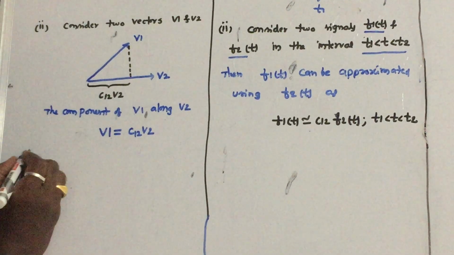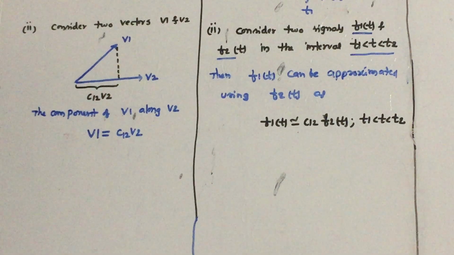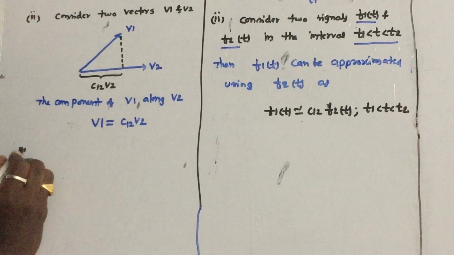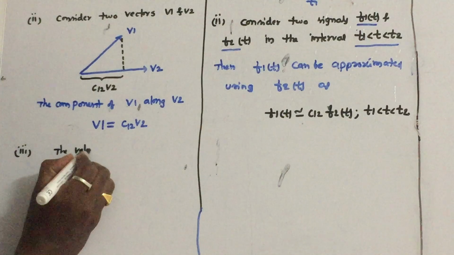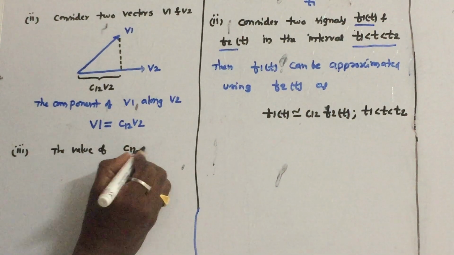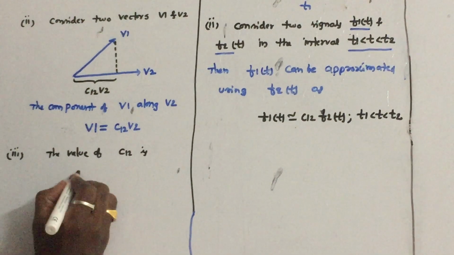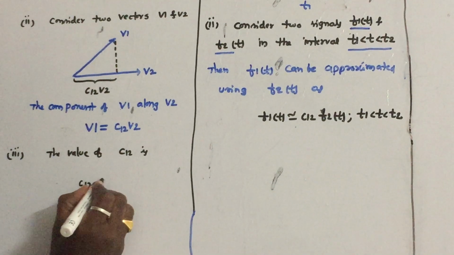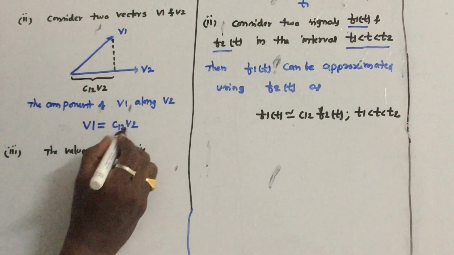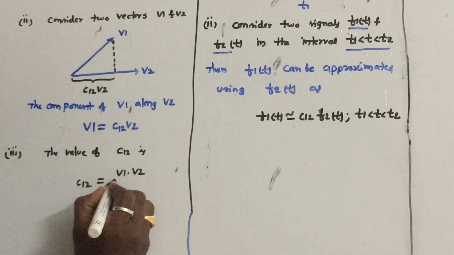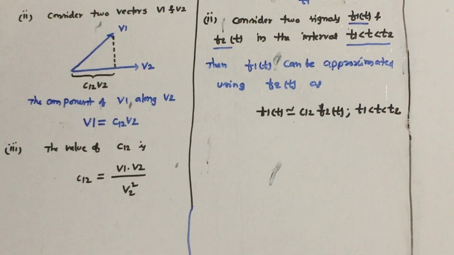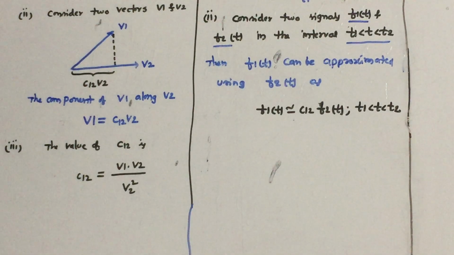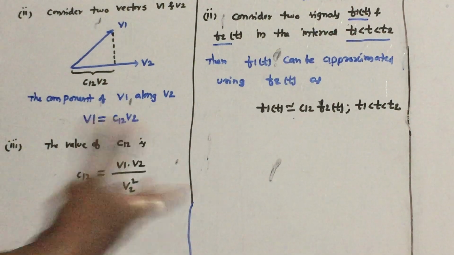Now we have number 3. Let us take point number 3. What is the value of C12? The value of C12 is, just take the dot product with v2, and the formula will come for C12. C12 is the formula v1 dot v2 by v2 square. So the same kind of formula comes for signals also.